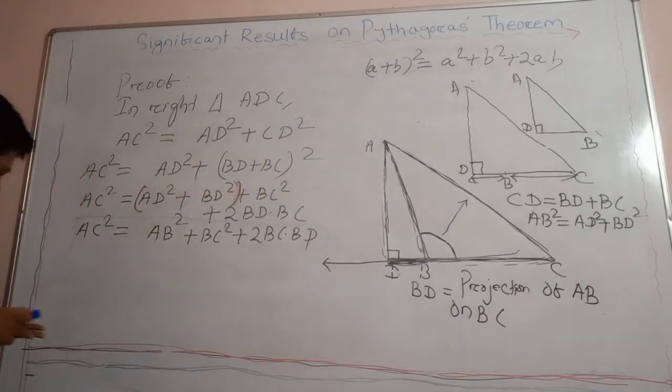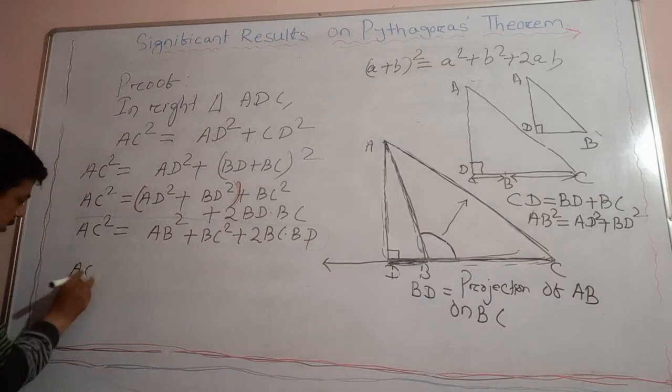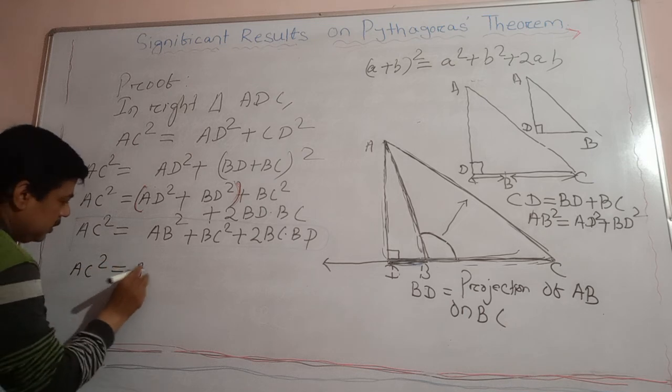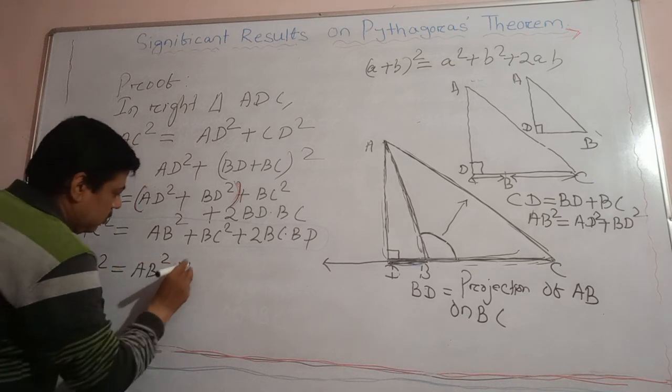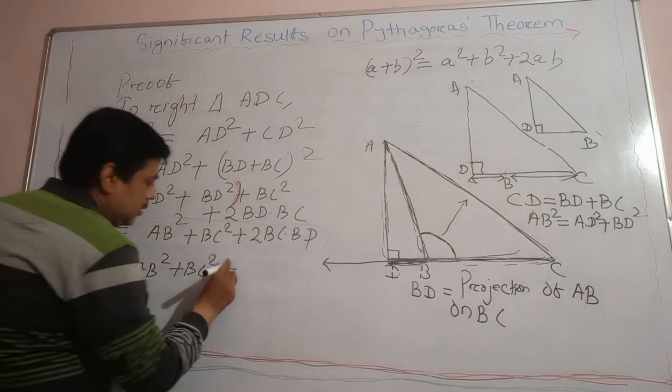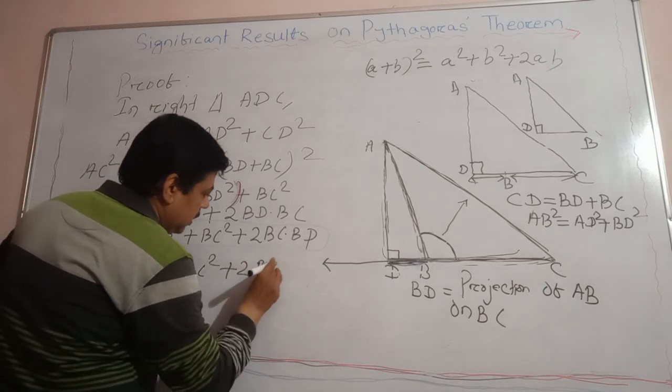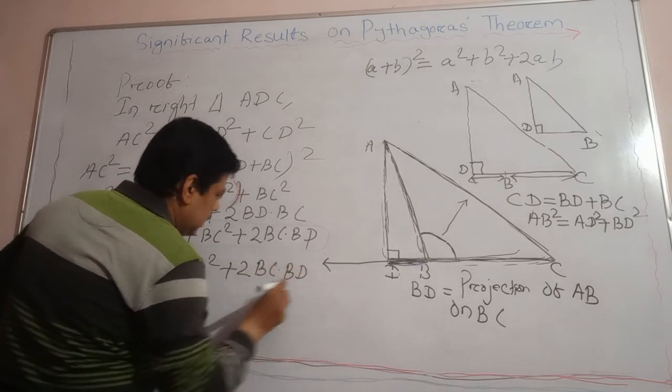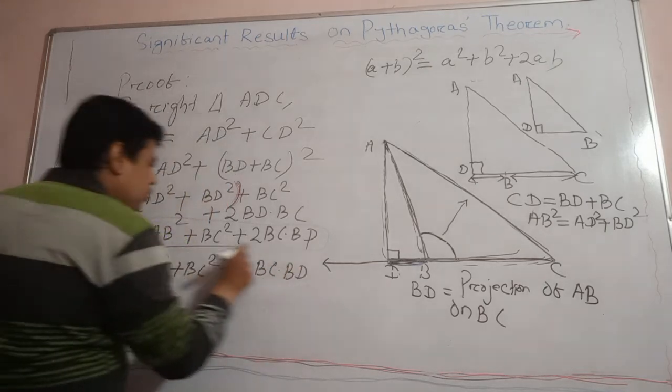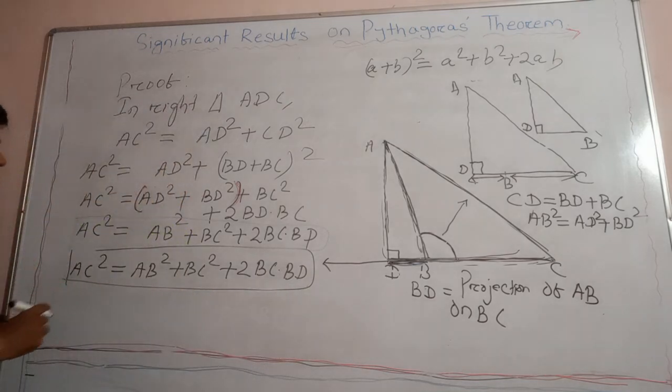Okay, is it clear? Let me write once clearly. So here we got AC square, AB square plus BC square plus 2 multiplied BC into BD. Is it clear? Is it proved? Is it clear? Is it not proved?